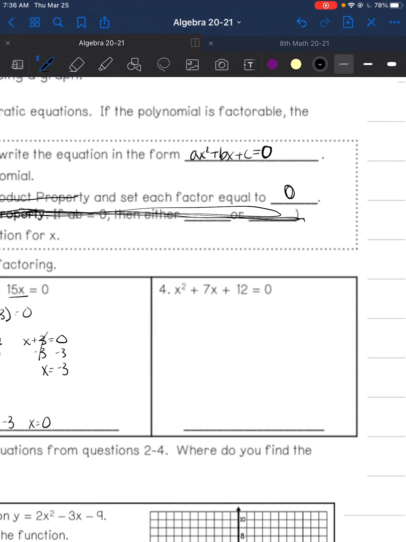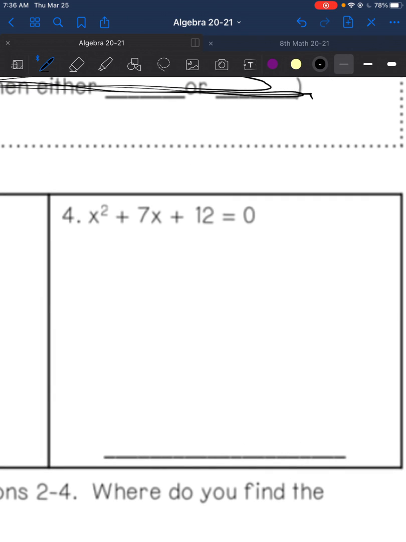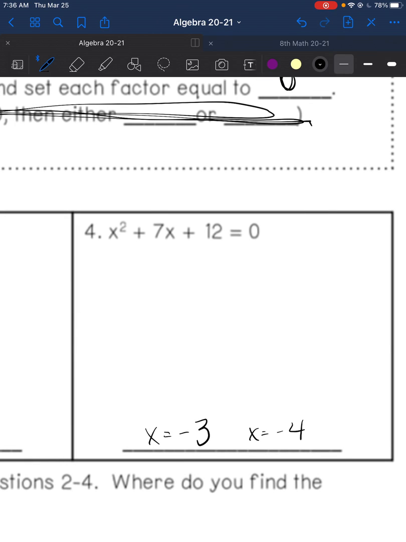If you want to figure out and practice number 4 on your own, I will tell you that the correct answer is x equals negative 3 and x equals negative 4. So if you can try to practice that on your own and try to get the same solutions.